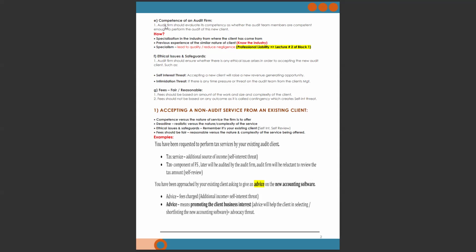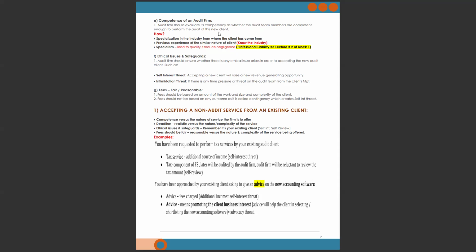Competence of an audit firm. The audit firm should evaluate its competency, as in whether the audit team members are competent enough to perform the audit of this new client. Because this is our new client, we have to evaluate whether our team members are competent to perform this new audit client.